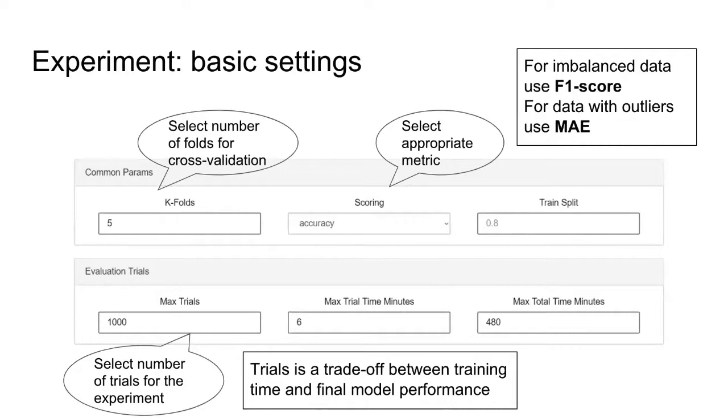Then select an appropriate metric for your task. For imbalanced classification tasks, it's recommended to use F1 score. And for regression tasks with a lot of outliers, mean absolute error might be more stable than mean squared error. On the bottom, you can select the maximum number of trials to evaluate during this experiment. So this number is a kind of trade-off between training time and the final model performance in terms of accuracy or MSE or some other metric you have chosen.